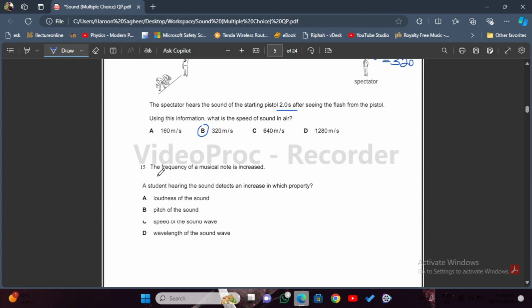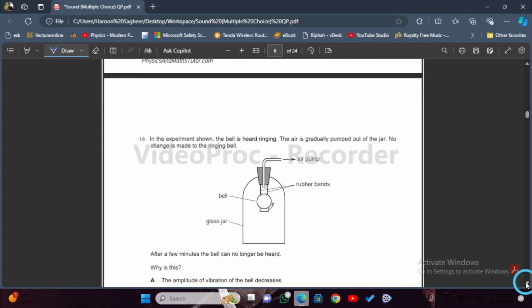Right, question number 15. The frequency of a musical note, again a regular vibration, is increased. Now remember this, frequency is directly proportional to pitch. So the pitch of the sound. Now a student hearing the sound detects an increase in which property? Pitch would be increased because both are directly related to each other.